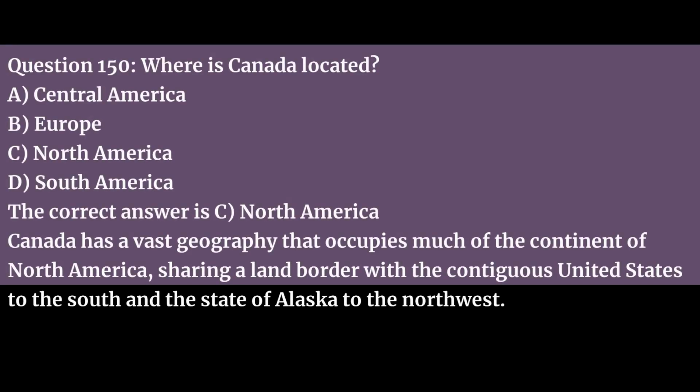Question 150. Where is Canada located? A. Central America. B. Europe. C. North America. D. South America. The correct answer is C. North America. Canada has a vast geography that occupies much of the continent of North America, sharing a land border with the contiguous United States to the south and the state of Alaska to the northwest.